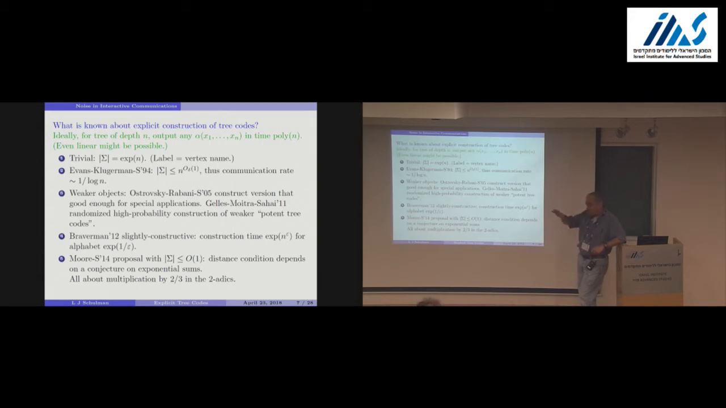I believe it is possible with a constant size alphabet where you would compute the label in time polynomial in the depth of the tree, or even the depth of the node. Even better. That ought to be possible. That's what's been open since 1994. That would give you a constant communication rate, and we know that it's existentially possible.